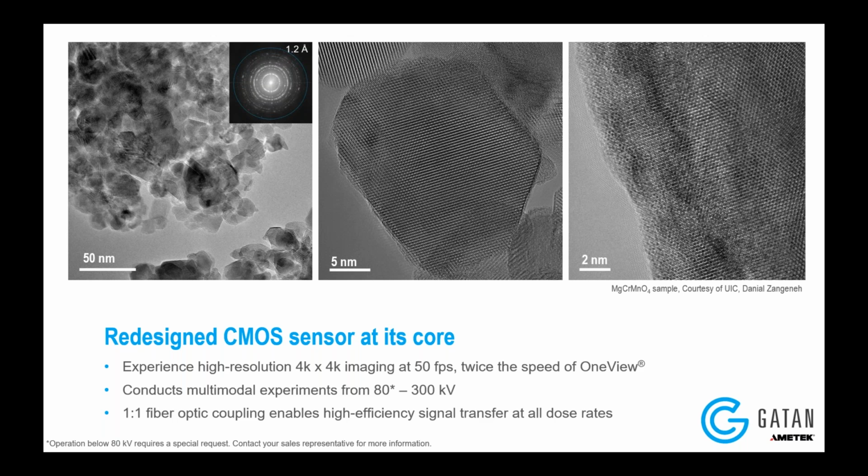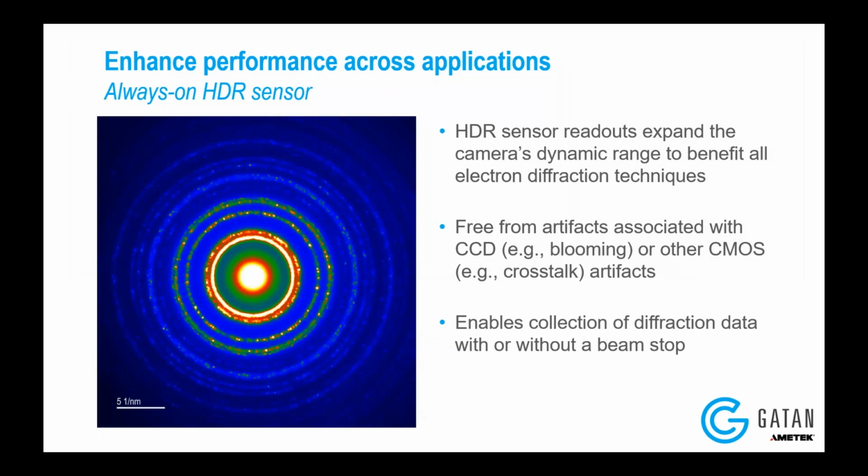With the ClearView camera, you can operate the camera in its standard form from 80 to 300 kV. So that's why I described it as the higher end or higher kV range camera that's offered by Gatan. And as I already talked about, it uses one-to-one fiber optic coupling from the scintillator down to the sensor to have a high efficiency signal transfer.